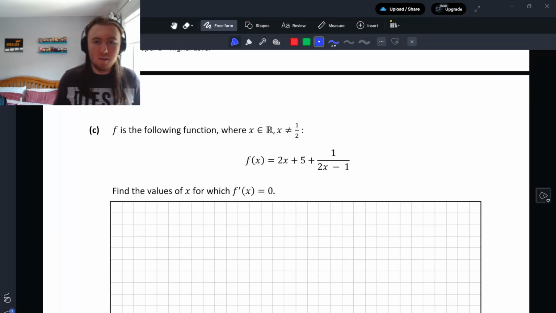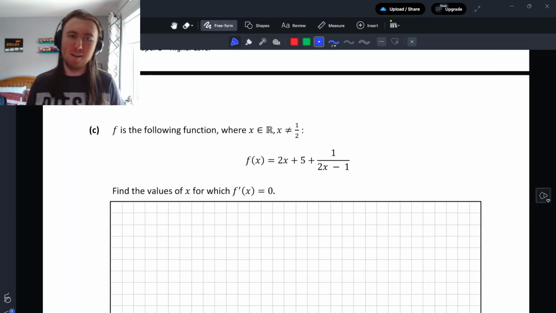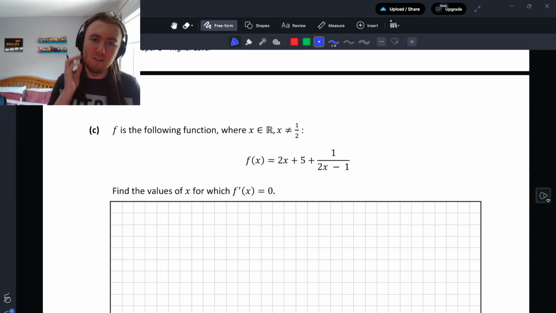Oh my god, what is it with this and forming a bunch of quadratics? f is the following function where x is not equal to a half. Find the value of x for which f prime of x is equal to 0.